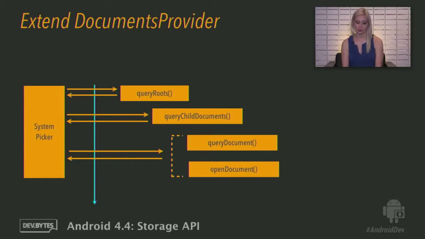To implement a provider, you must extend DocumentsProvider. It's an abstract class, and it has a minimum of 4 methods you must implement yourself. They're called in this order: queryRoots, followed by queryChildDocuments, and finally, possibly either queryDocument or openDocument. There's many more, but we're going to start with the most simple case, which is just supporting OPEN_DOCUMENT.